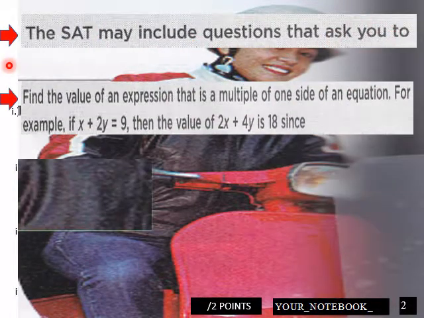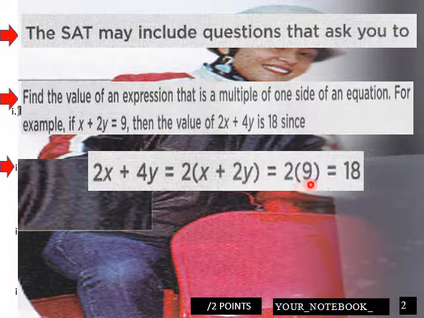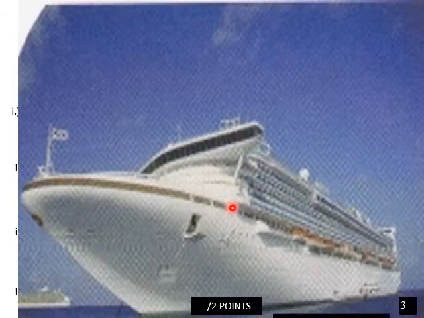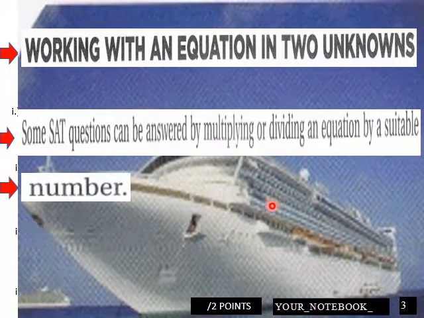The SAT may include questions that ask you to find the value of an expression as a multiple of one side of an equation. For example, we have these two equations here, and 2x plus y, so we can factor out a 2, and then 2 times 9 equals 18. Solve for one letter in terms of the other letters for an equation. For example, here we can solve for x equals 8 minus y. Working with an equation and two unknowns, some SAT questions can be answered by multiplying or dividing an equation by a suitable number.